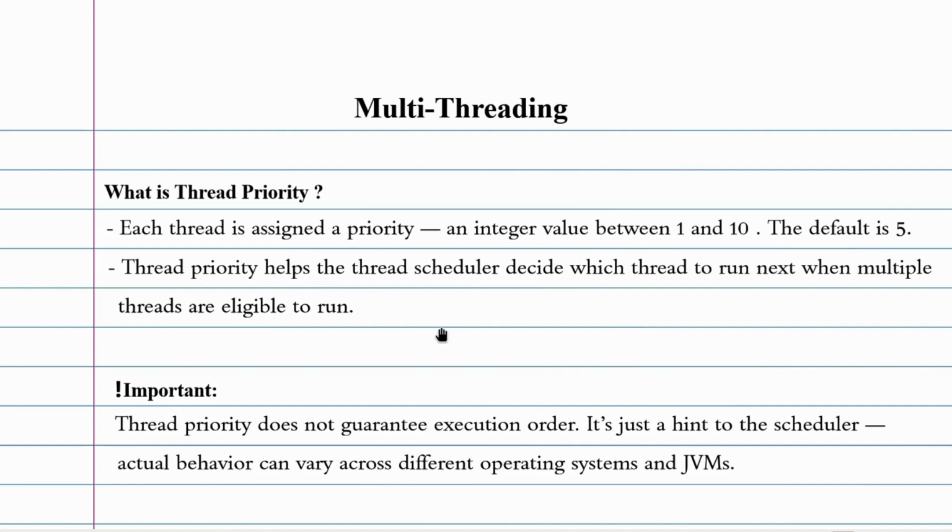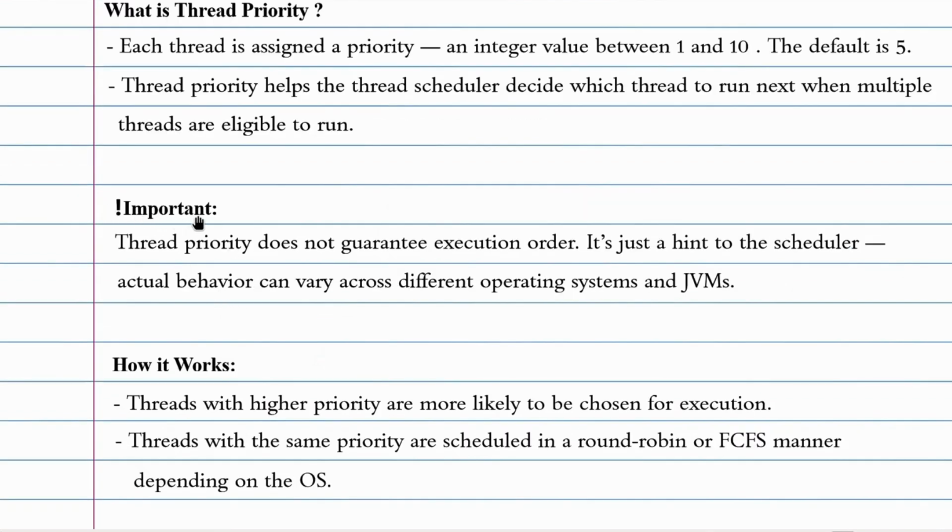The thread priority helps the thread scheduler to decide which thread to run next when multiple threads are eligible to run. Next, the important point: thread priority does not guarantee execution order. It's just a hint to the scheduler. Actual behavior can vary across different operating systems and JVMs.